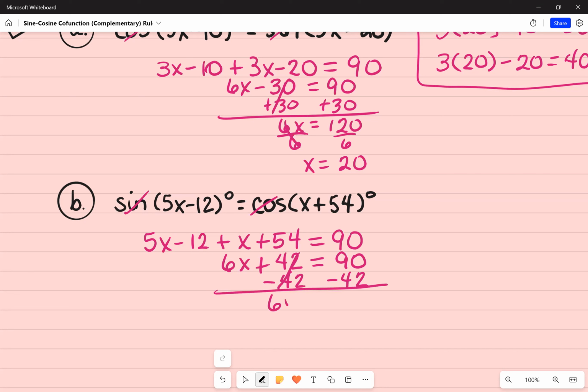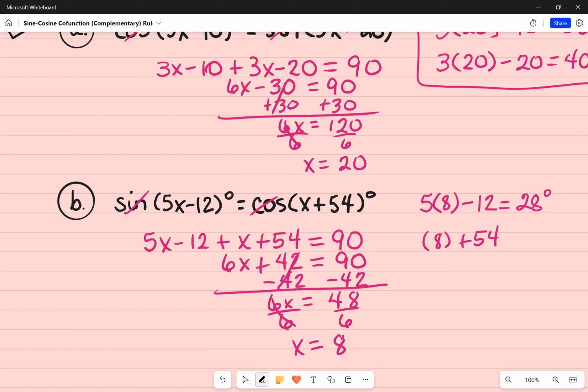We have 6x is equal to 48. Divide both sides by 6. We have x is equal to 8. And again, we want to find the angle measures, so we have to substitute in for x. We have 5 times 8 minus 12, and that's going to be 40 minus 12, which is 28 degrees. And then we have 8 plus 54. Once I combine those two, that's 62 degrees.